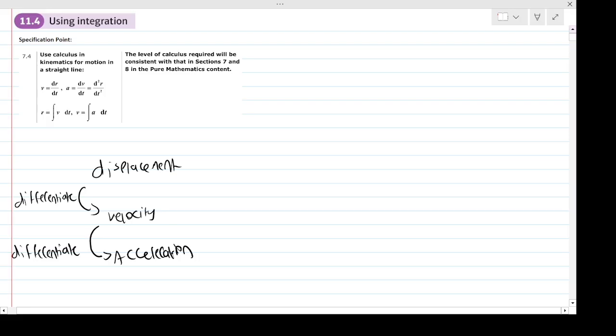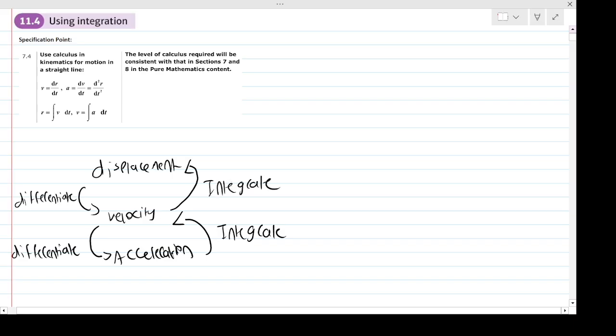But what about if we want to go the other way? What about if we start with acceleration now, and let's say we want to get back to displacement? We can do that. We're going to do the opposite to differentiation. Well, what's the opposite to differentiation? Hopefully you recall, it is integration, okay? So we can integrate from acceleration to get to velocity. Then from velocity, we can integrate back to displacement.